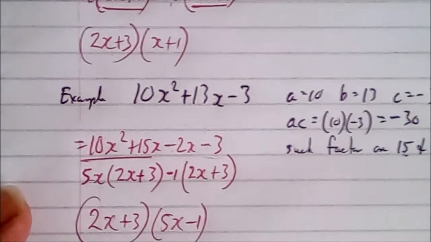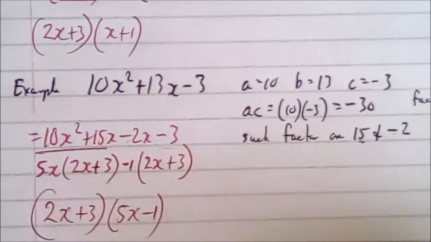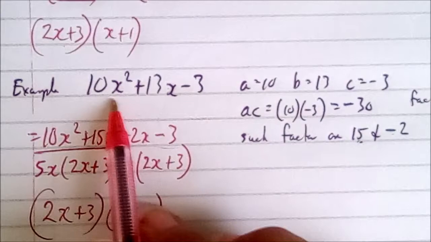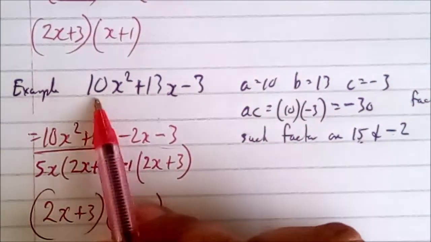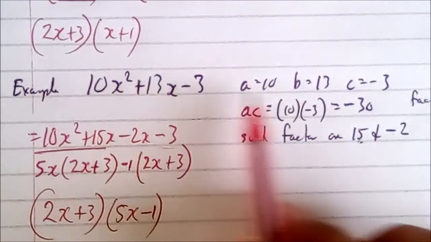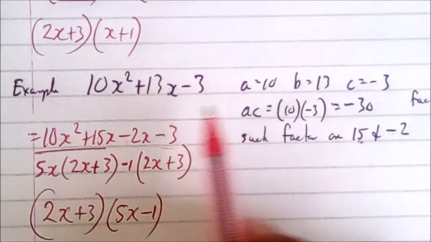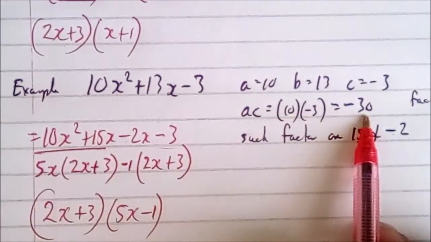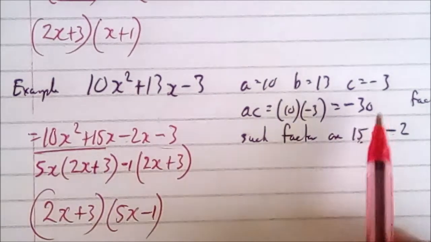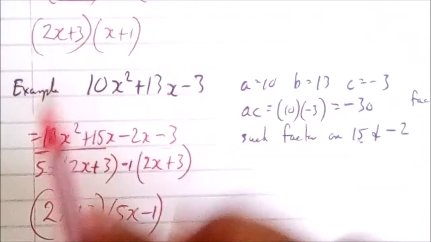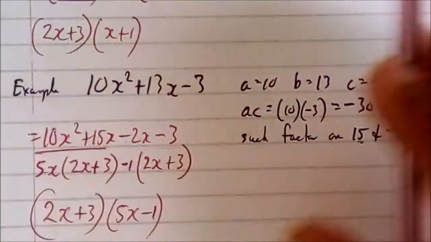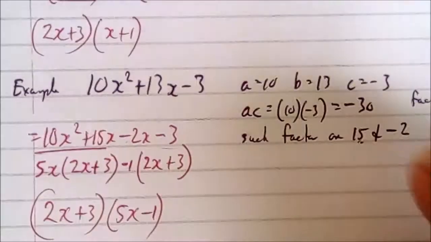Okay, let's go over it again. We were given this trinomial here, so we identify a, b, and c. A is 10, b is 13, and c is negative 3. We now say a times c gives us negative 30. What are the factors of 30? Well, we have 1 and 30, 2 and 15, 3 and 10, 6 and 5.